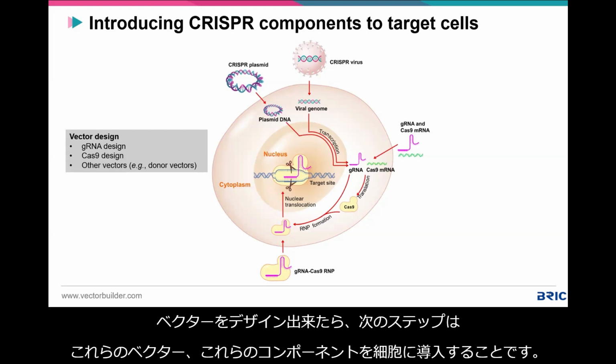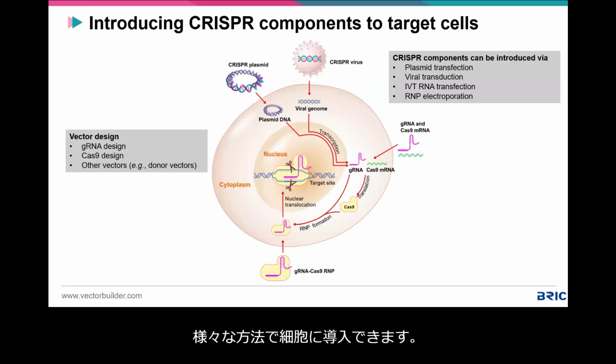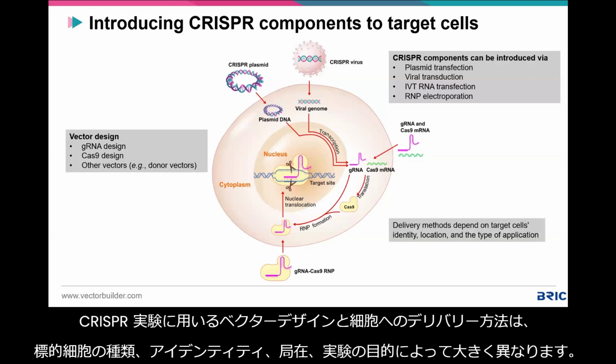Once you have designed your vector, the next step is getting these vectors, these components, into the cell. These CRISPR components can be introduced into the cell in many different ways: plasmid transfection, viral transduction, IVT-RNA transfection, RNA electroporation. Each of these techniques we will go through in detail. Both vector design and the method of delivery that you choose for your CRISPR experiment heavily depend on your target cell, what type of cell it is, its identity, where it is located, and what your experimental goals are.